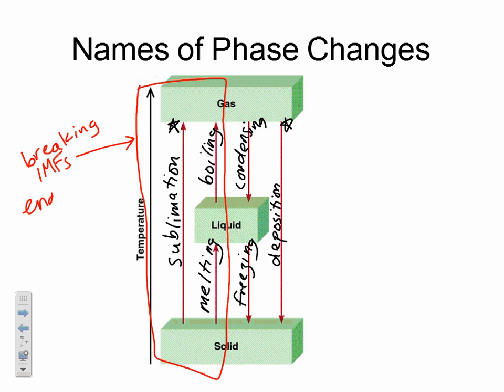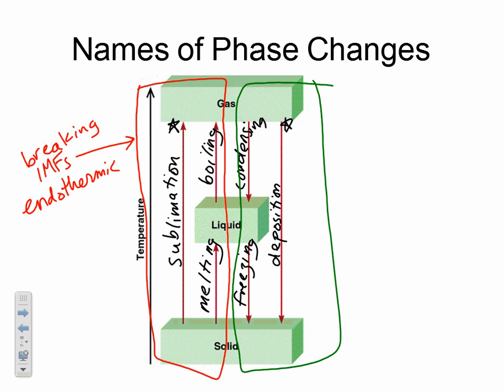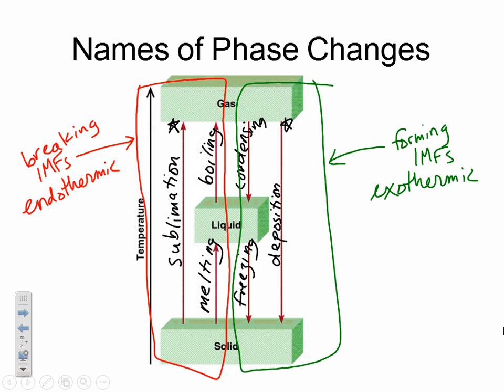So these are your endothermic phase changes, your ones that require energy, versus these sets of phase changes. These are where you are forming IMFs. So these are your exothermic phase changes, the phase changes that actually release energy.